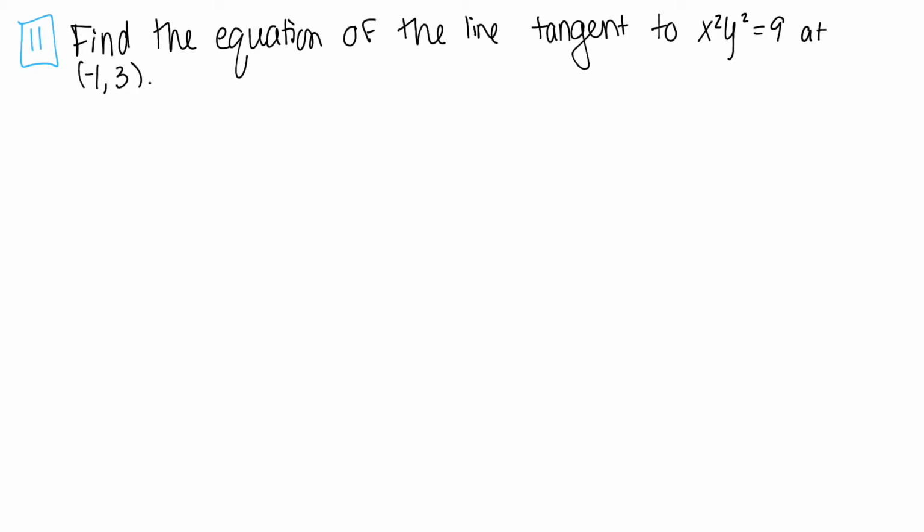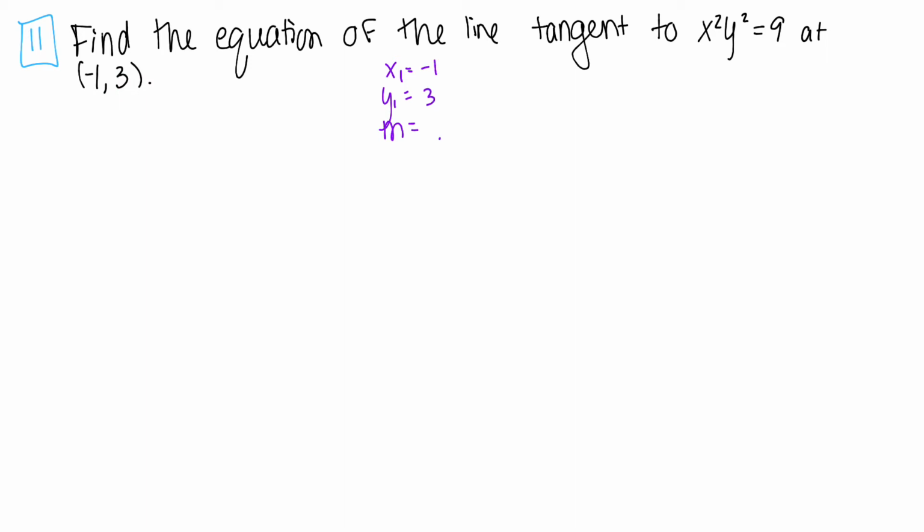All right, for number 11, let's keep our fingers crossed that this records. You're finding the equation of the line tangent to x squared y squared equals 9 at the point -1, 3. So for a tangent line, you're going to need an x value, a y value, and a slope. The x value and y value are given to us right there. So we have -1 and 3.